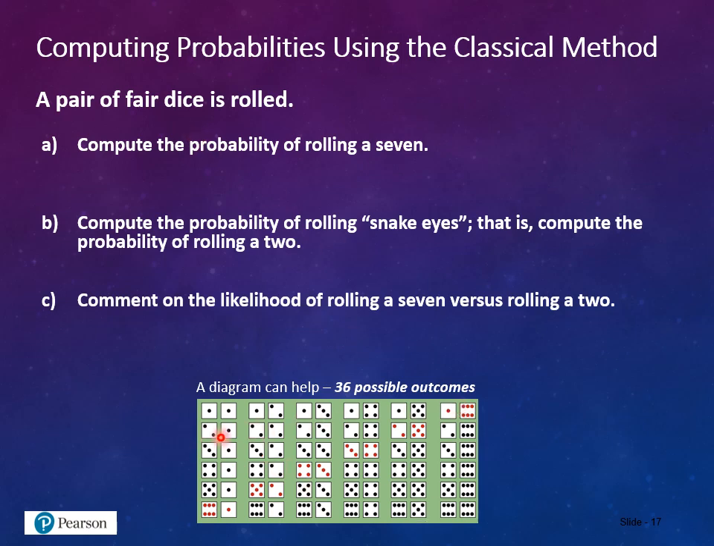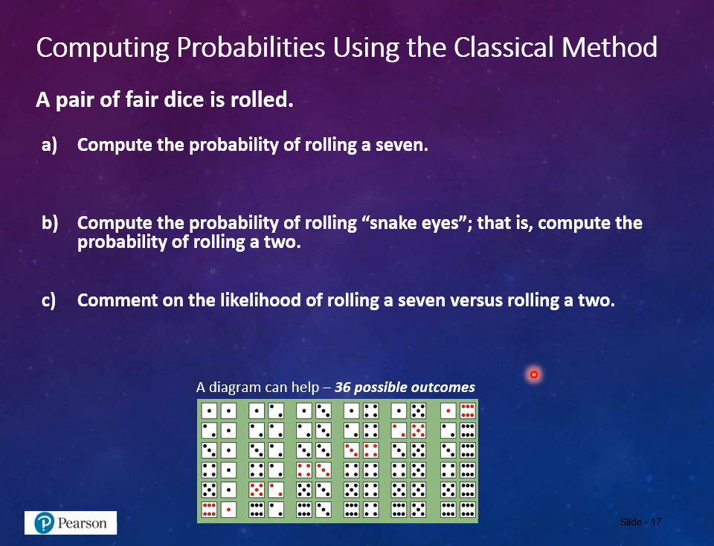The second row, the second die is 1, and then of course we get 2, 1, 2, 2, 2, 3, 2, 4, 2, 5, 2, 6, which again is another 6 possible outcomes. When we go through all the different options, we can see we have 36 possible outcomes. That means the sample space has 36 members in it, which is important to our calculation.